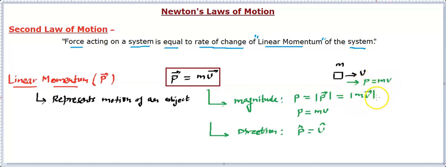This carries p equal to m into v. Makes sense? So you can remember the direction as well as magnitude of this linear momentum, which is defined by this p vector, which is equal to m into v.